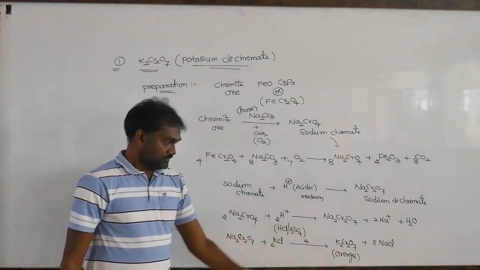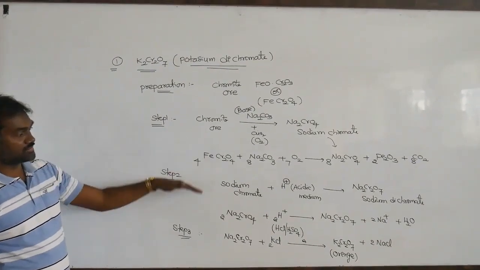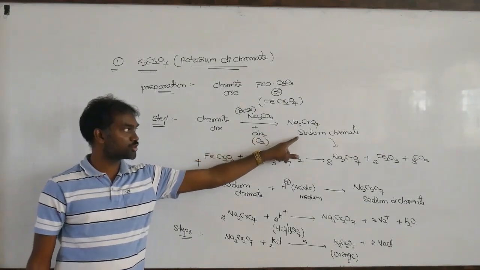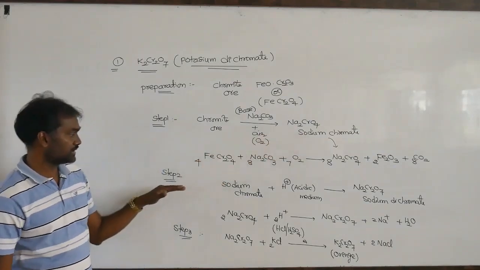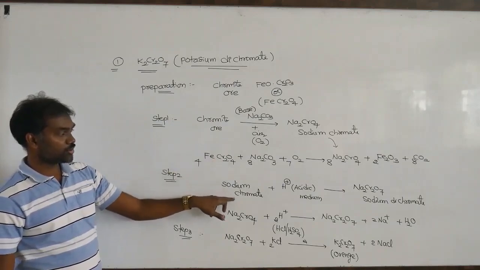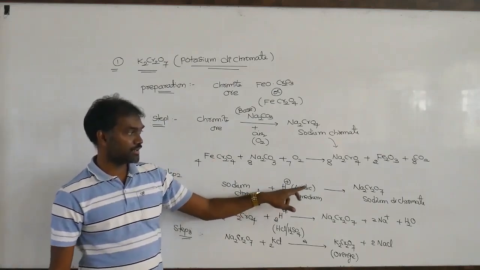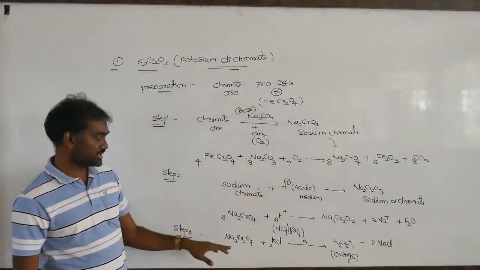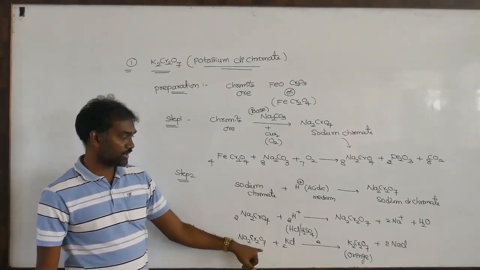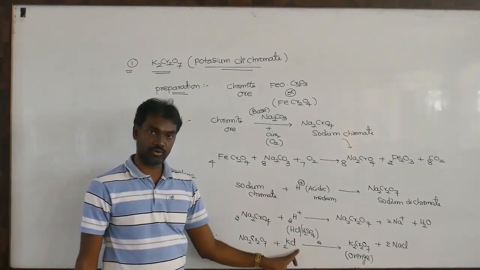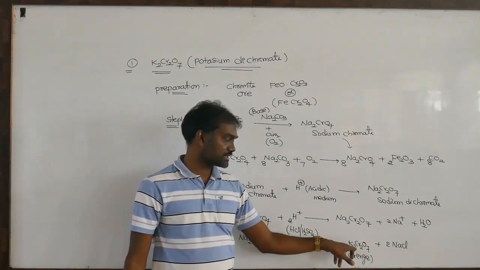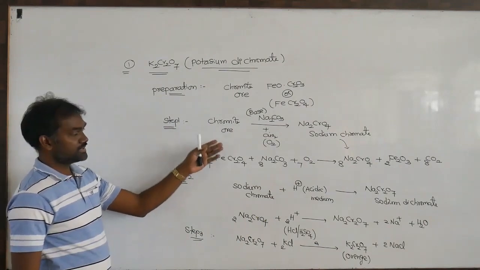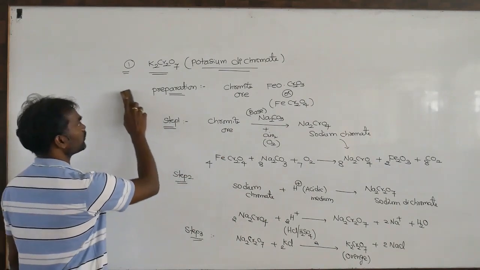Next. So the first one is the preparation. Step 1, chromite ore treated with base in the presence of air, you get sodium chromate. You write down the matter like that. Next, step 2, the above sodium chromate is treated with acidic medium. It gives sodium dichromate. But we want potassium dichromate. So the above sodium dichromate is treated with KCl, potassium chloride. Then it gives orange crystals of potassium dichromate. This is the matter. See, this is the preparation. So preparation is over.